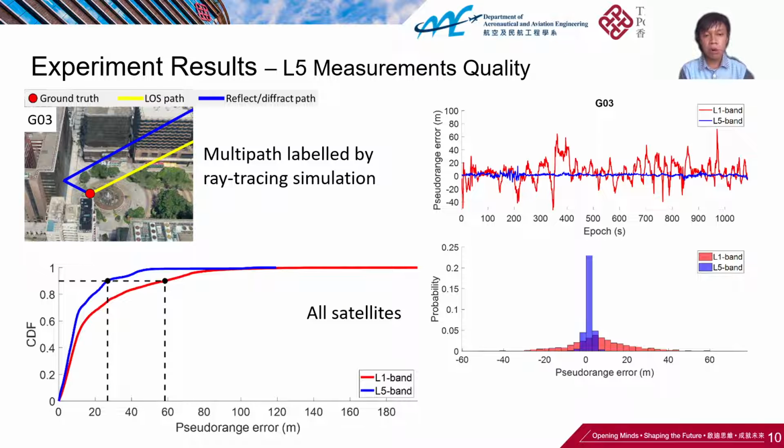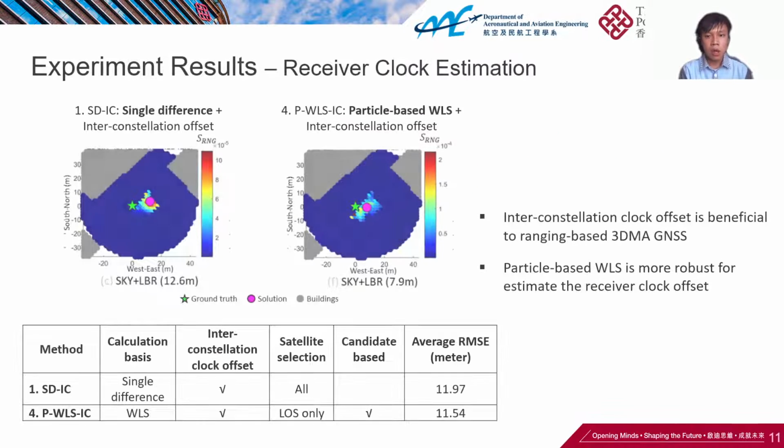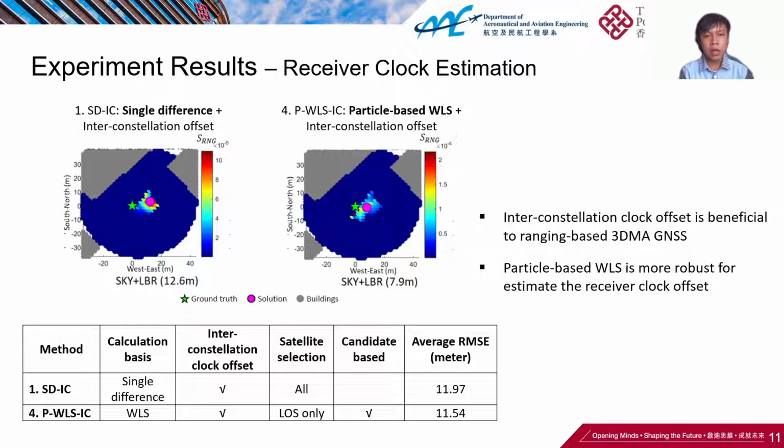And if we count all satellites in the different experiments, it shows that the L5 signal has better pseudorange quality than the L1 signal. Looking at the receiver clock estimation, we found that the inter-constellation clock offset benefits ranging-based 3D GNSS, and particle-based weighted least squares is more robust compared to the single difference when we estimate the receiver clock offset.